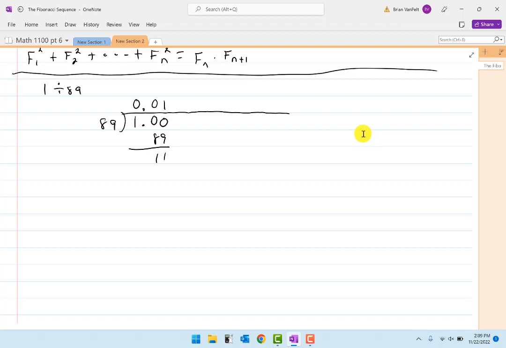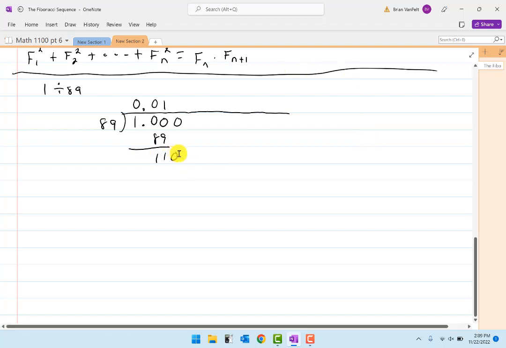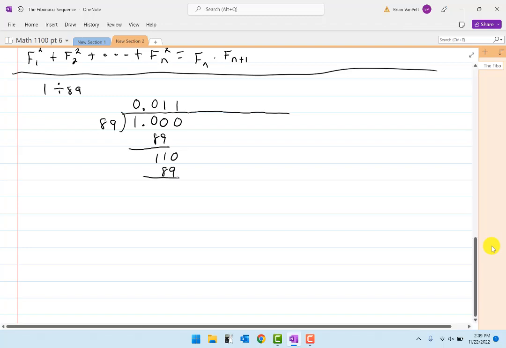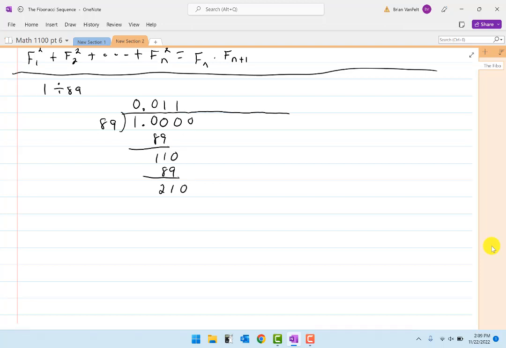Subtract and I get 11. Now you're allowed to bring down a 0 on these, and so 89 goes into 110 one time. Bring down another 0. I'm going to do this for a little bit. 89 goes into 210 twice. And then I have 32. Bring down another 0. 89 goes into 320 3 times. 3 times 89 would be 267.